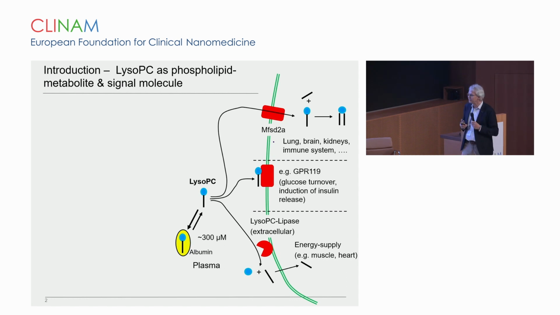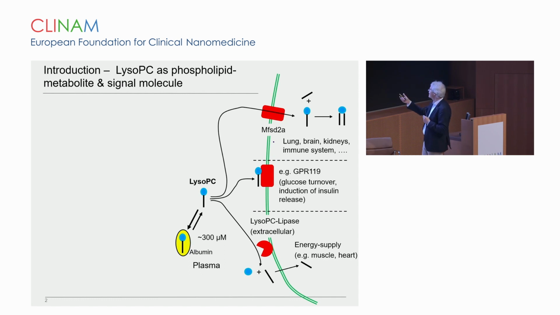There are a lot of different receptors for Lyso-P. Very important is this G protein-coupled receptor 119. And this receptor, this 119 receptor, is very important in a perfect glucose turnover. You need a certain level of Lyso-P in your blood for a proper induction of insulin release, for example. A lot more examples.